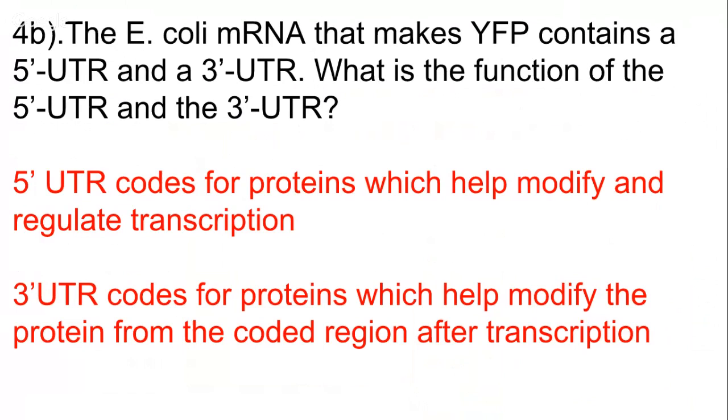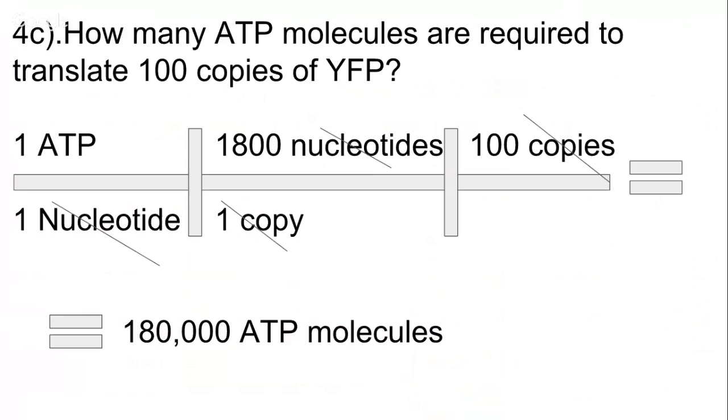For 4b, I actually got this one wrong on the test, but later looked it up, and the 5' UTR is the untranslated region, and that codes for proteins which help modify and regulate the transcription process, and then the 3' UTR codes for proteins which help modify the protein that gets translated from the coded region. For 4c, they want to know how many ATP molecules are required to translate 100 copies of your favorite protein.